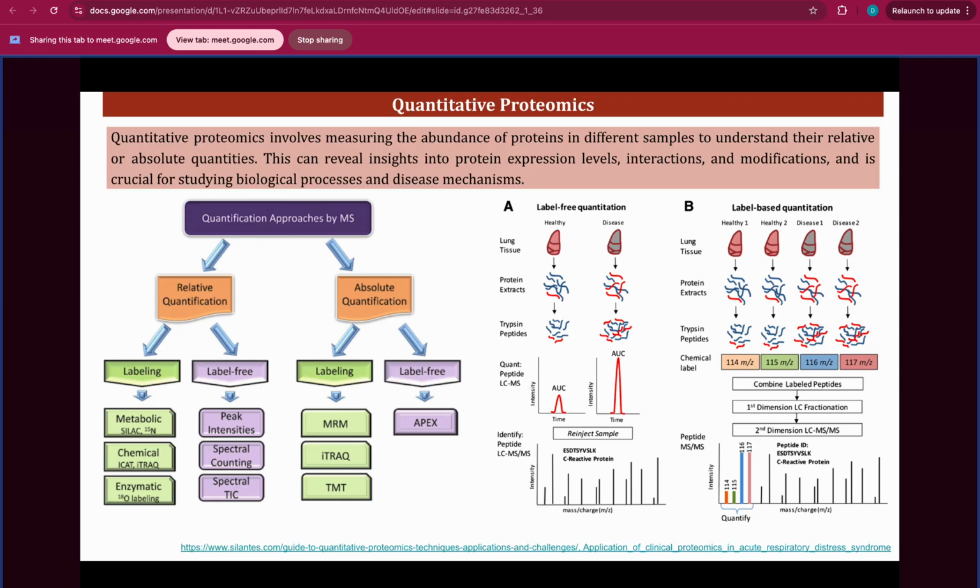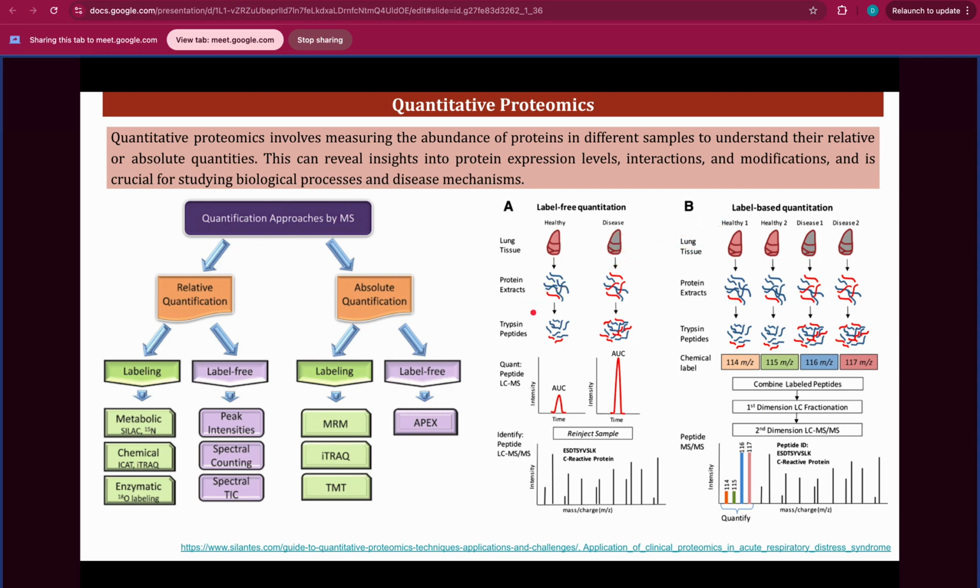Then there was another proteomic category, which was quantitative proteomics. I just want to give you a brief hint of label-free quantitation and label-based quantitation, because you have seen the different tags at the beginning of the slides. In quantitative proteomics, when you are comparing the protein quantities in different samples, you go for label-free quantitation and label-based quantitation. Label-free quantitation is generally done where you are comparing healthy and diseased individuals.